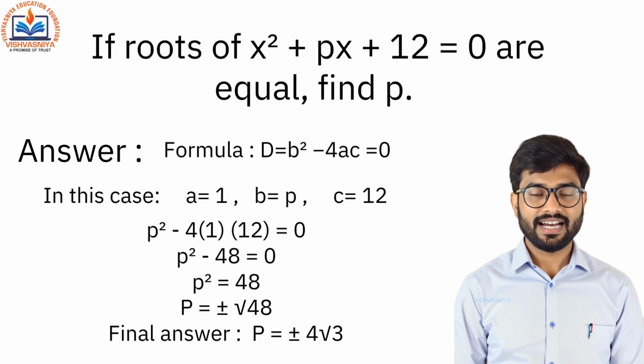Now in this case, a equals 1, b equals p, and c equals 12. Substitute these values into the discriminant formula. P squared minus 4 times 1 times 12 equals 0. That simplifies to p squared minus 48 equals 0. Now solve: p squared equals 48. So, p equals plus or minus square root of 48. Now simplify the square root. Square root of 48 equals 4 root 3. Final answer, p equals plus or minus 4 root 3.